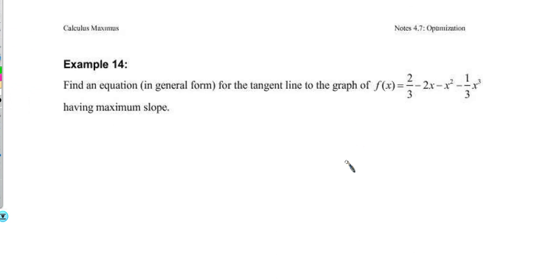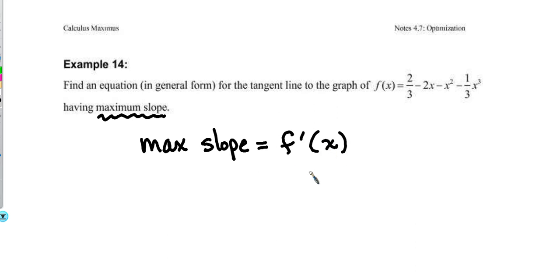Example 14. We want to find the equation for the tangent line to the graph of this having a maximum slope. So we want to maximize your slope. And your slope is found by doing your derivative f prime of x. So that's what we're trying to maximize. So my formula that I'm trying to maximize, I'll just say S, because I think you're going to watch why in a second. The slope, which is found by doing the derivative, is going to be, if I come up here to do my derivative, minus 2 minus 2x minus x squared. So I want to maximize this.